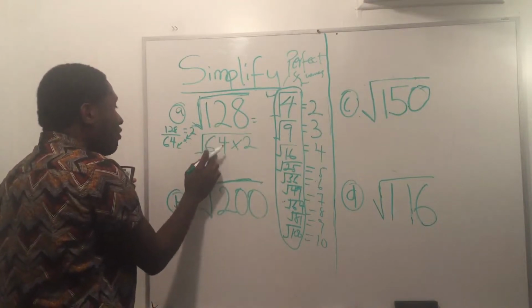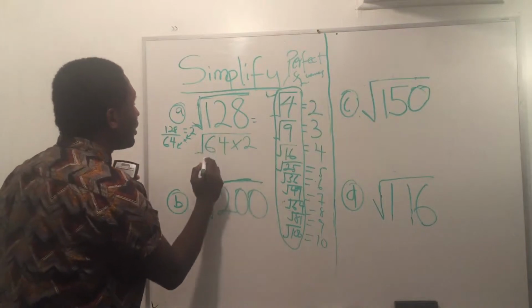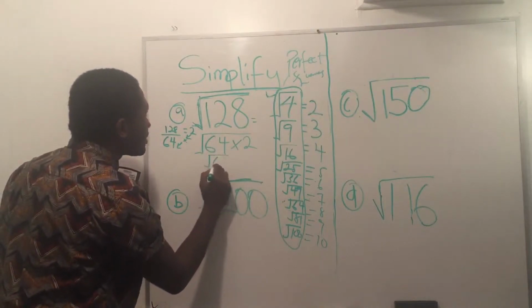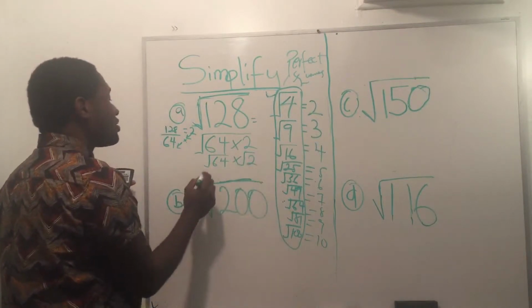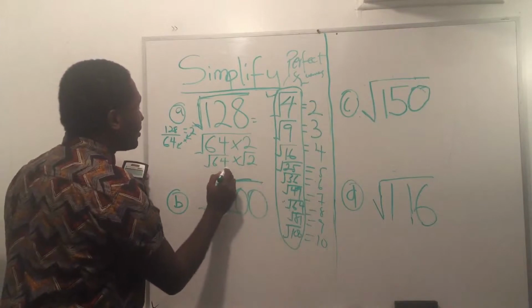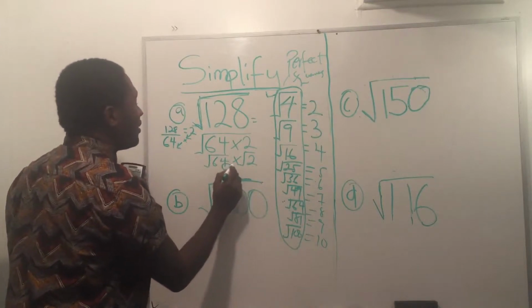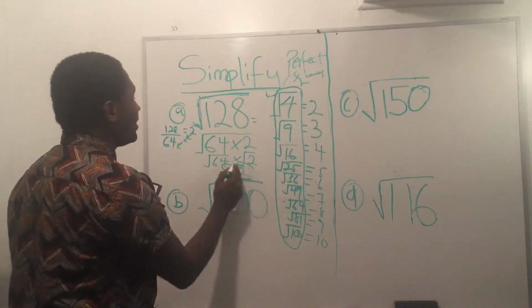And the 64 should be able to be broken down. The 64 and the 2 should be broken down to 2, which is square root of 64 times square root of 2. And square root of 64 is 8. So I have 8 and then the square root of 2. So that would be my answer right there, 8 square root of 2.